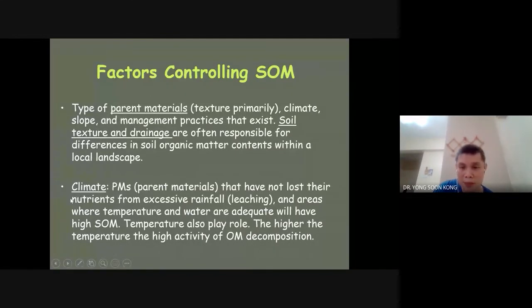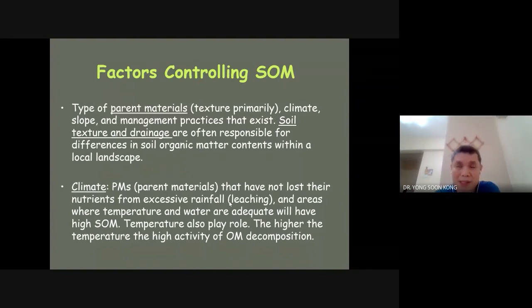Okay, number two, climate. Of course, leaching is the main factor. When climate is very wet, they can easily wash out by rainwater. And another thing is, if the temperature is very hot, that also is going to cause less organic matter. Okay, now, coming back to the bacterial activity. If you have less bacterial activity, you will have more organic matter.